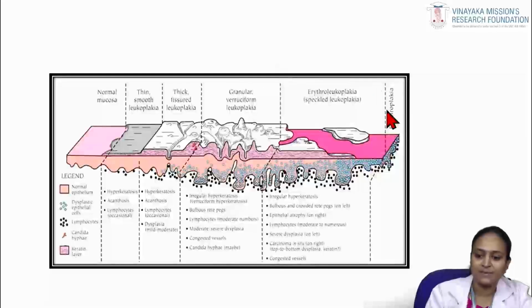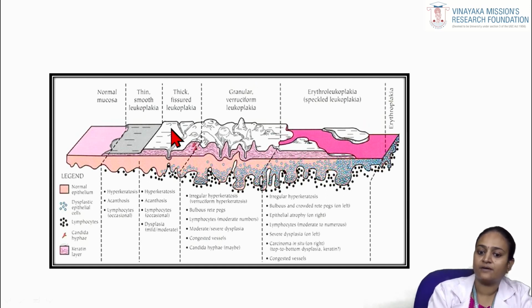So this is a schematic picture of how the normal mucosa can be transformed to leukoplakia, or a thick fissured leukoplakia, or granular or verruciform leukoplakia, and erythroplakia. These are the different types of leukoplakia you can see. This is a normal mucosa. In thin leukoplakia, you can see only hyperkeratosis, acanthosis and lymphocytes. In thick fissured leukoplakia, along with hyperkeratosis and acanthosis, you can see some dysplastic features, either mild or moderate.